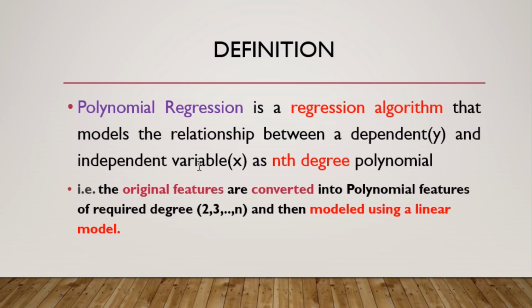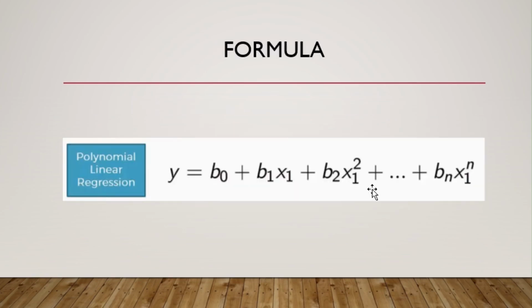Before moving ahead, let us understand what this polynomial regression means. It is nothing but a regression algorithm that models the relationship between a dependent and independent variable as nth degree polynomial. Here the key term is nth degree polynomial. That is, the original features are converted into polynomial features of required degree of order 2, 3 or n and then modeled using a linear model. This is going to be much clearer when we look into its formula.